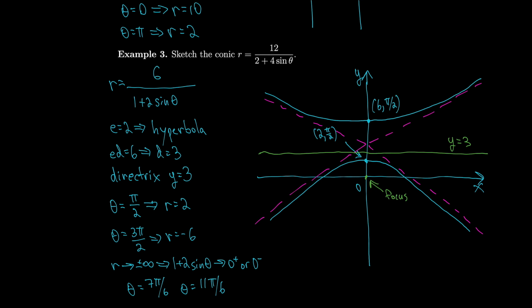We could actually figure out where it intersects the x-axis pretty easily, because these points would have to be when theta is 0 and theta is pi. So notice that you can plug in 0 for theta, and you just get 12 over 2, so that's 6. And then you can use symmetry to see that this is going to be 6, pi, or just plug in pi and see that, again, it's going to be 6. So that's our hyperbola, r equals 12 over 2 plus 4 sine theta.